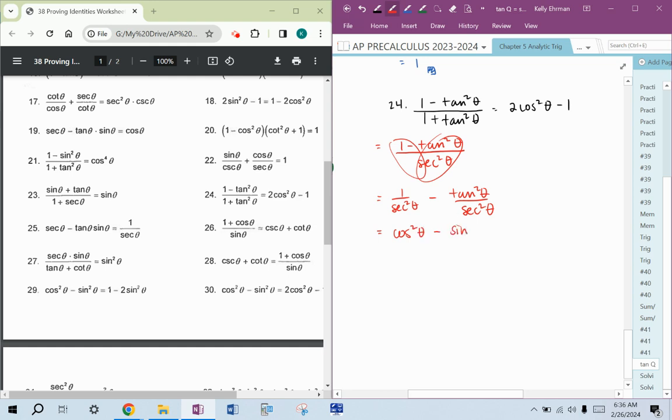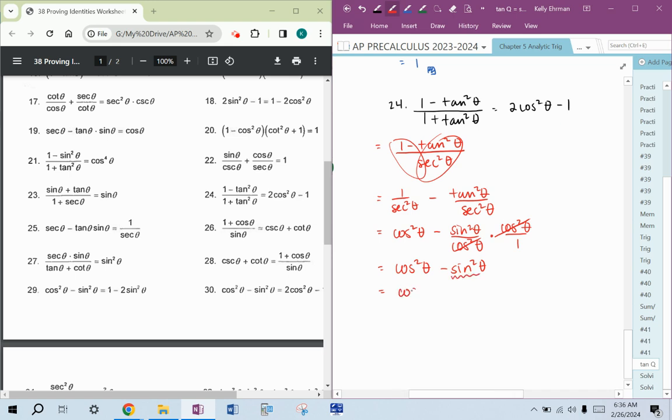Tangent squared is sine squared theta over cosine squared theta. Instead of dividing by secant squared, I'm going to multiply by cosine squared over 1. So cosine squareds cancel. And now we have cosine squared theta minus sine squared theta. We're supposed to show that this is equal to 2 cosine squared theta minus 1. So what do we do here? Well, there is no sine squared on the right side.